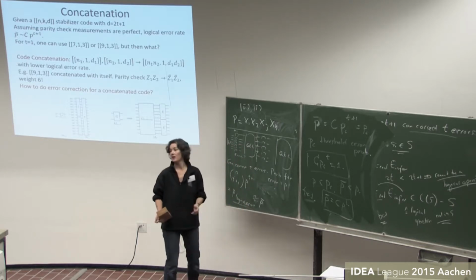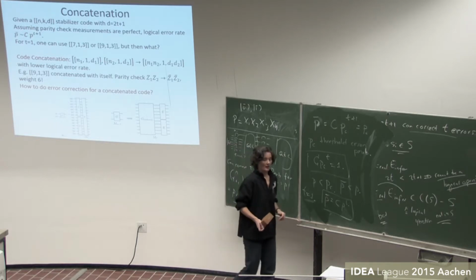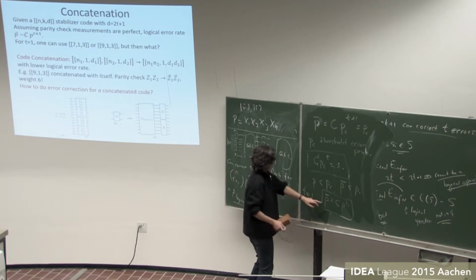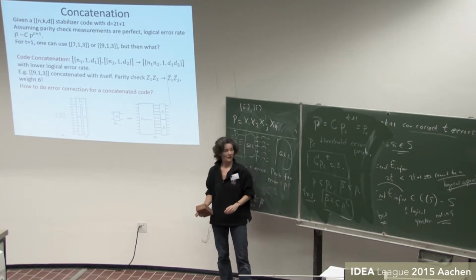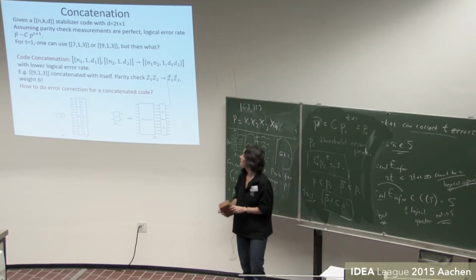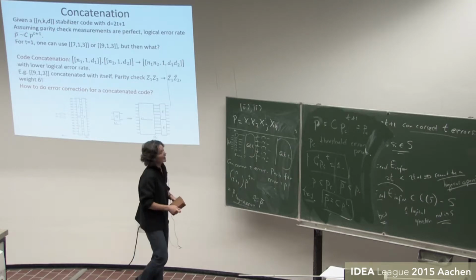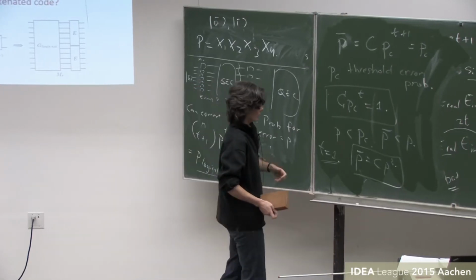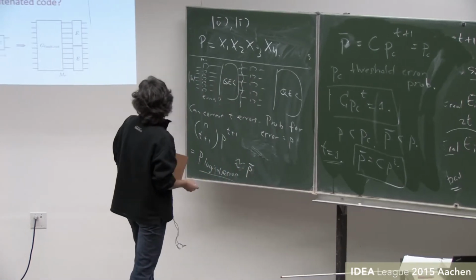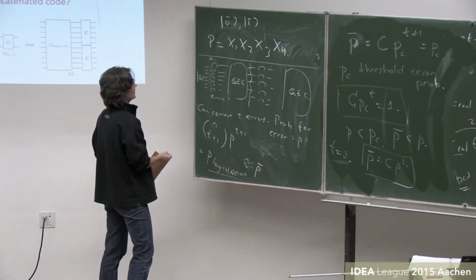So that's nice, but that's not going to give me a fault-tolerant quantum computer. What I want to show is that I can get this logical error rate to be arbitrarily small at the price of adding more coding, more redundancy. Now, intuitively, the way you could do this is by recursively applying this.